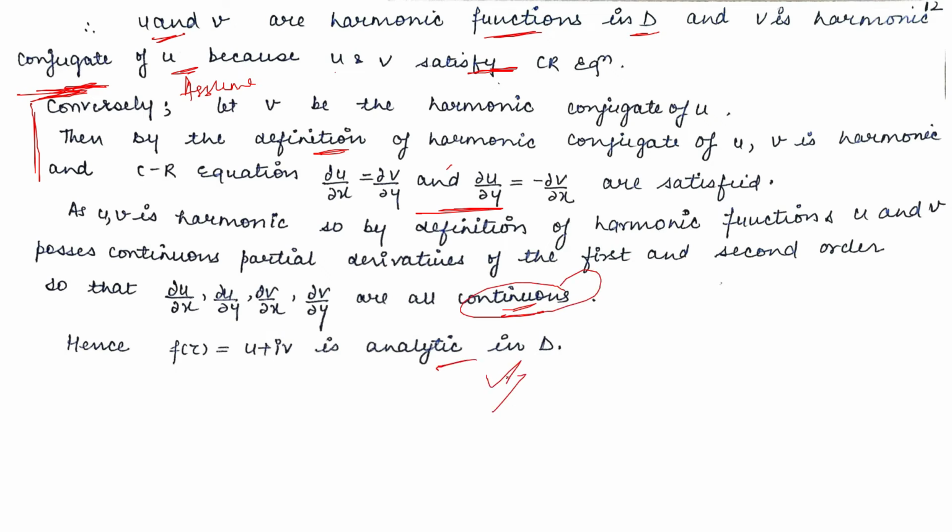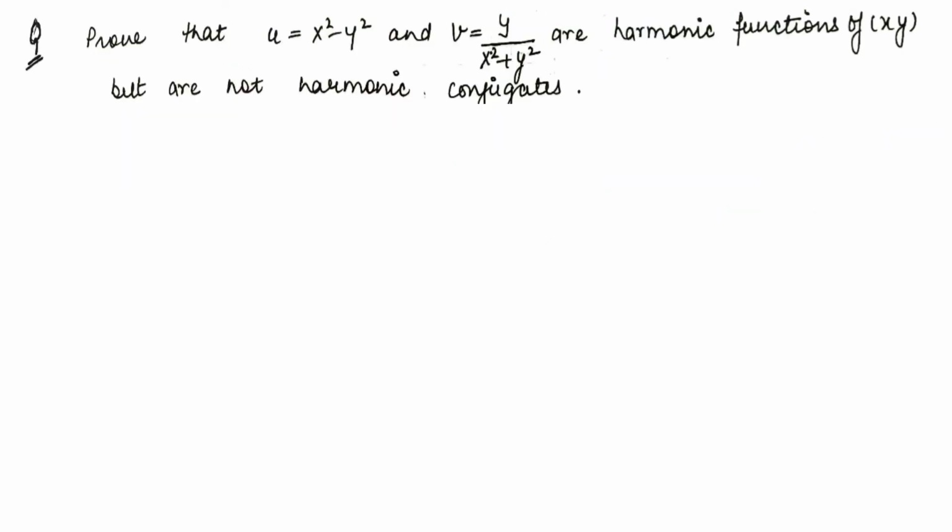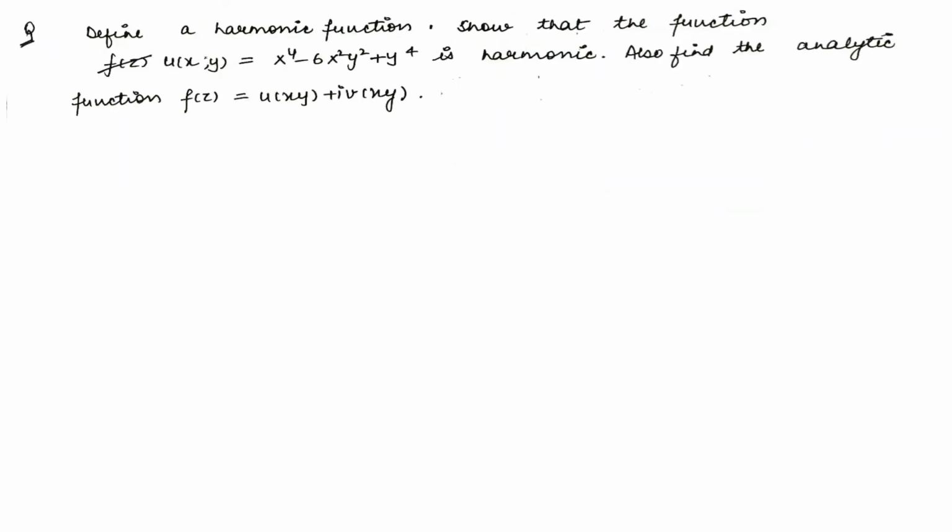If the function is analytic, then u is harmonic, v is harmonic, and u and v satisfy the CR equations, then v is the harmonic conjugate of u. If v is the harmonic conjugate of u, then u and v satisfy the CR equations, v and u are harmonic, then we say the function is analytic. I hope this is clear. The converse of the theorem is clear. Now we'll do the first question, and after completing this question, we'll move to question number 2.